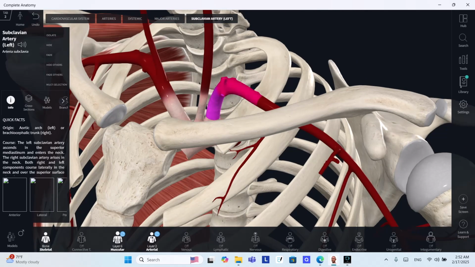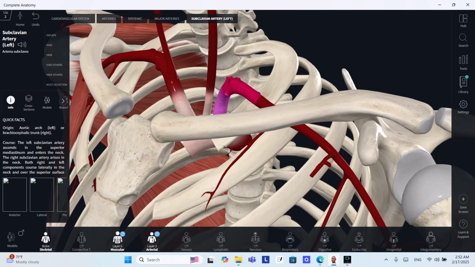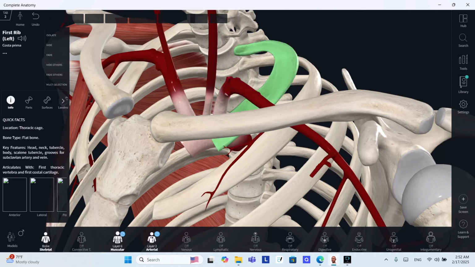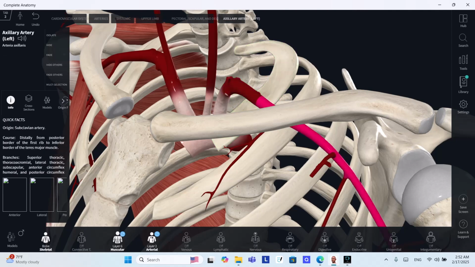Then we'll focus on the subclavian artery. The subclavian will pass the outer border of the first rib and will change to become the axillary artery. So we have this one, the first rib. Then from here we start to have what we call the axillary artery.